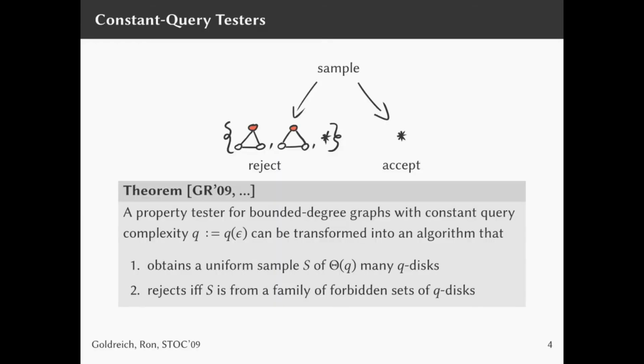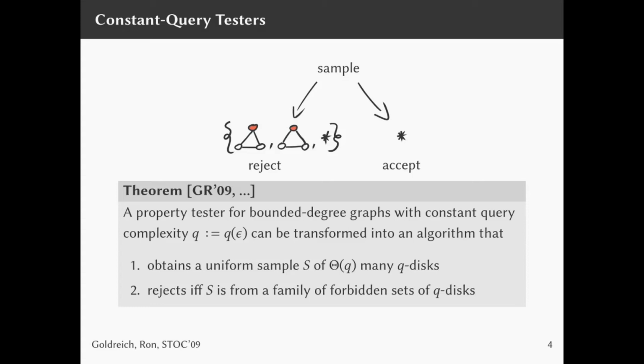There's one result by Goldreich and Ron, and implicitly this is also observed by others, that says that a property tester for bounded degree graphs with constant query complexity Q can be transformed into a canonical algorithm that does the following. It obtains a uniform sample S of roughly Q many Q-disks from the graph. So it samples Q many vertices and performs BFS of depth Q. And then it rejects if and only if this set S of Q many Q-disks is from a family of forbidden sets of Q-disks. So for example, if the property we are testing is that the graph contains at most one triangle and our tester sees two triangles, it rejects, otherwise it accepts.